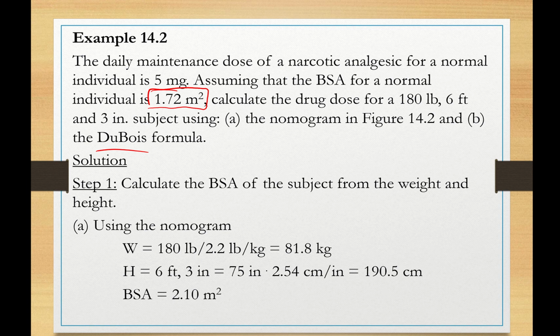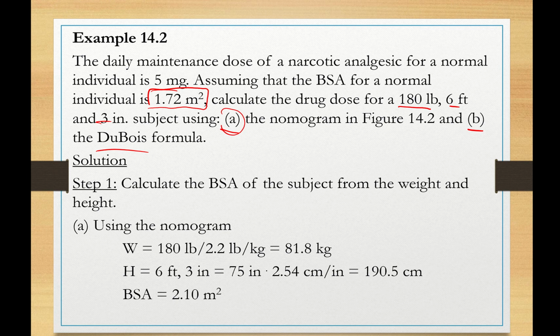Calculate the drug dose for a 180-pound, 6'3" subject, and must be an adult, of course. It cannot be a pediatric patient, right? That height. Using the nomogram, and here I specify which nomogram anyway, and using the Dubois formula. So we need the two different ways. So first, let us use the nomogram.